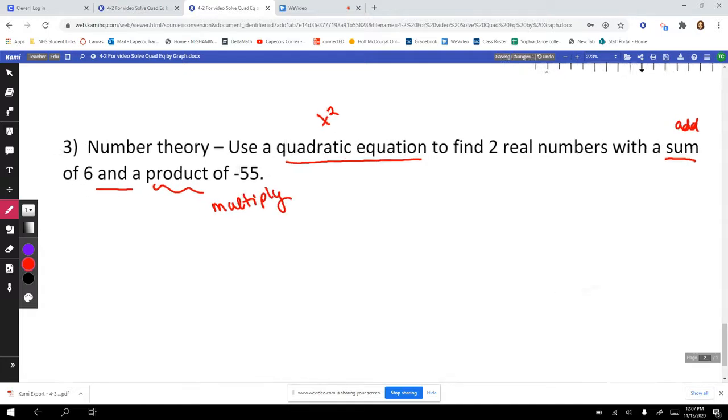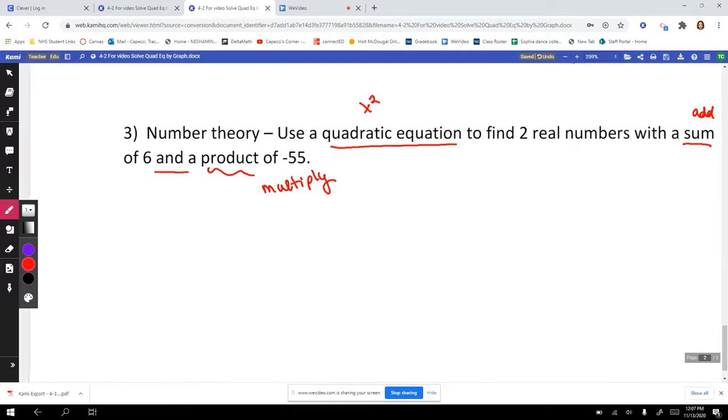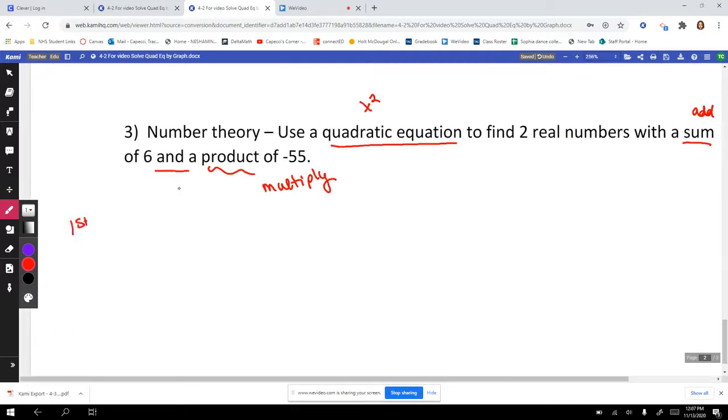Now, quadratic equation, I'm not using an x and a y here. I'm using a quadratic equation, so I can only stick with one variable. So if you think about this, my first number, my unknown, I'm just going to make that to be x. Now, if my sum is 6, that means if I subtract my first number from 6, I'll get my second number. So we're going to start with that. Okay, now we're going to multiply to get to negative 55. So here's my first number. Here's my second number, and I'll multiply to get to negative 55.